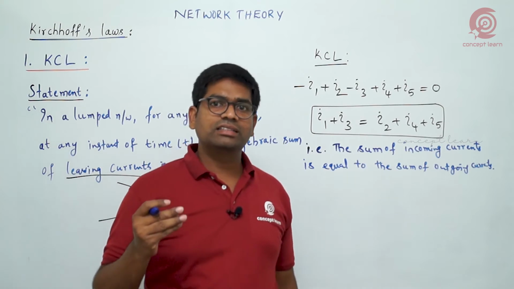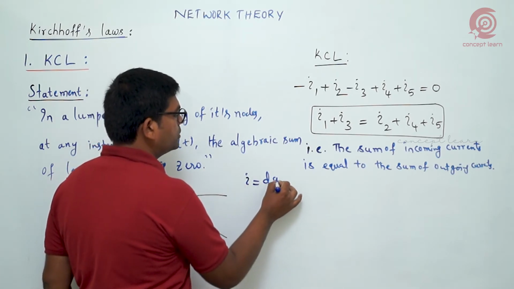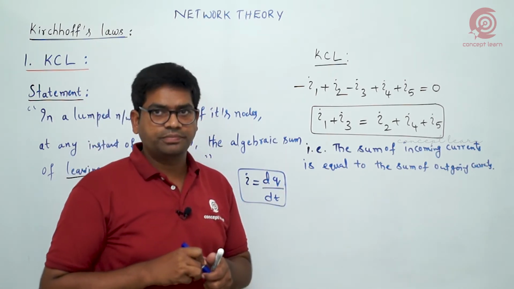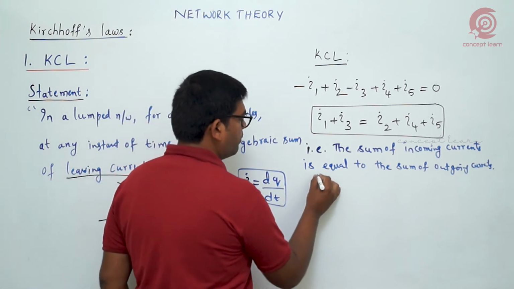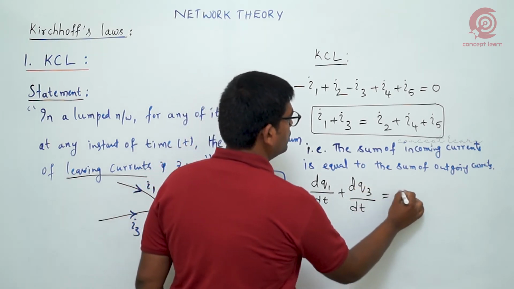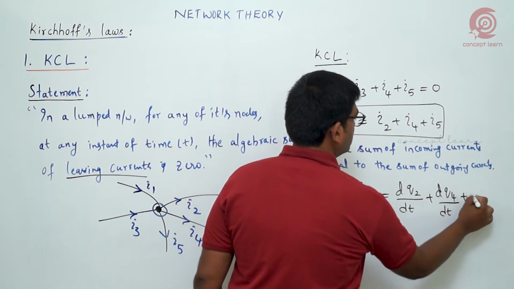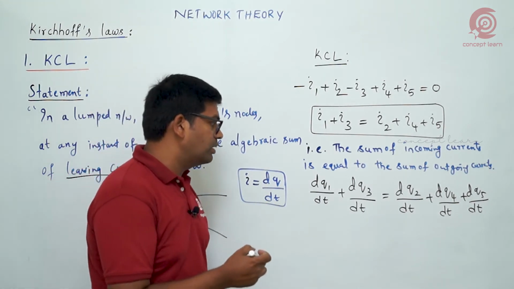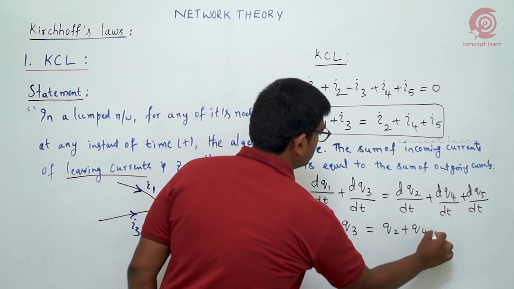What is current? Current is nothing but the rate of flow of charge or electrons. So we simply replace I = dq/dt, that mathematical relation. Then what expression do we get here? For I1, I3 and all these currents, when we use this relation, we can write dq1/dt plus dq3/dt, which is equal to dq2/dt plus dq4/dt plus dq5/dt. So on both sides you can take d/dt common and cancel. Then we get q1 plus q3 is equal to q2 plus q4 plus q5. Like this you can write.